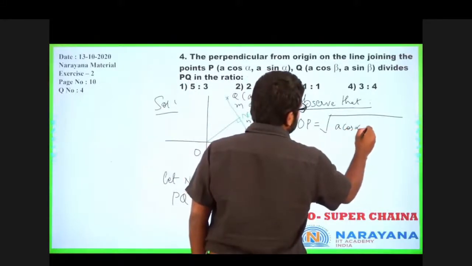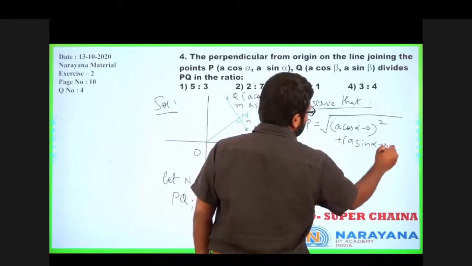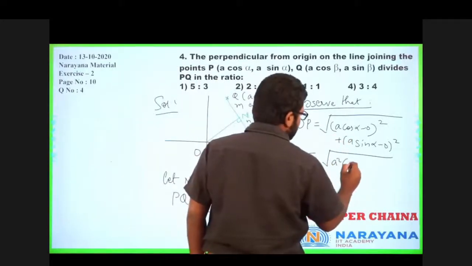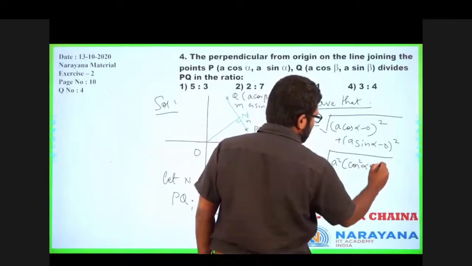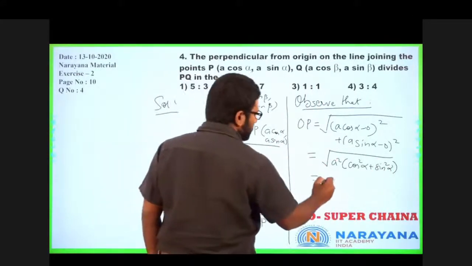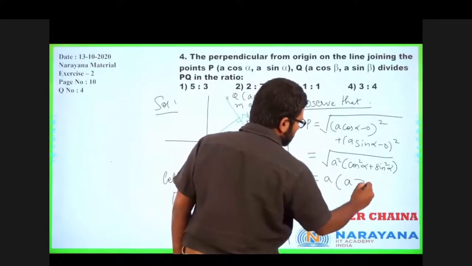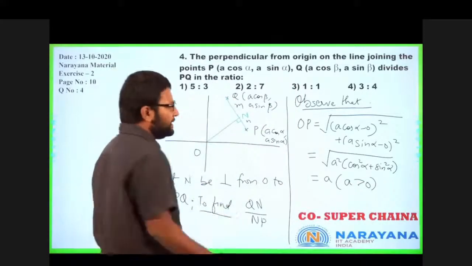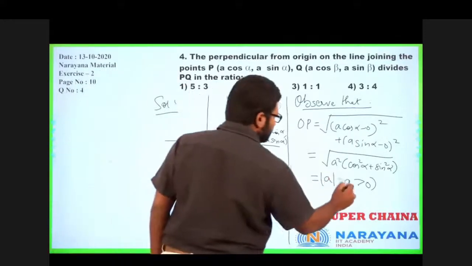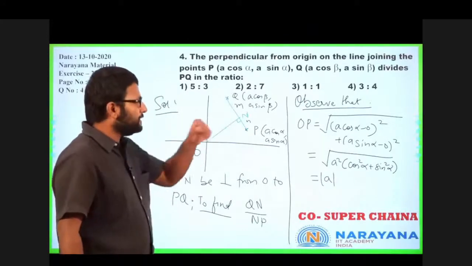So simply, under root (A cos alpha minus 0) the whole square plus (A sin alpha minus 0) the whole square, which is under root A square cos square alpha plus A square sin square alpha. So A square into (cos square alpha plus sin square alpha), and that is 1, and this is just square root of A square, which is A, right? Assuming of course that A is positive. Okay, if you want, we'll just take mod A. Why make that assumption? Let us not make that assumption. So which is mod A? Now, whether it is positive or negative doesn't matter. So OP is mod A, right?